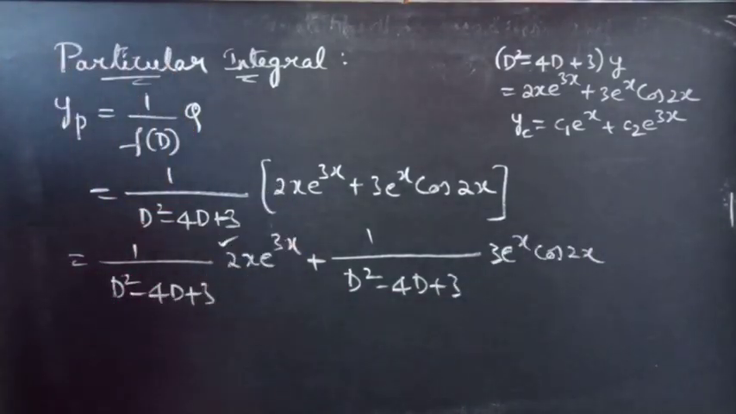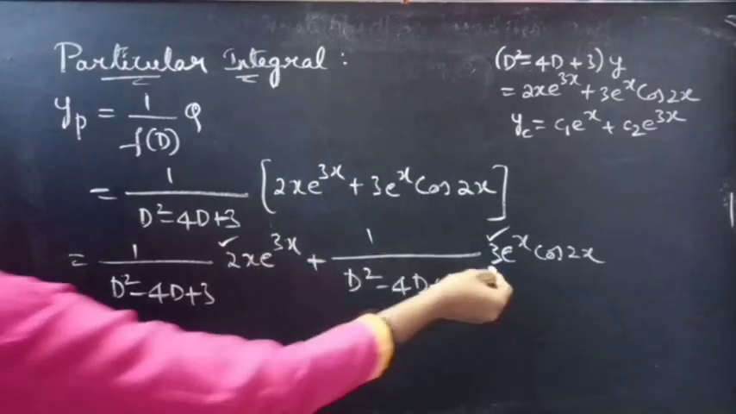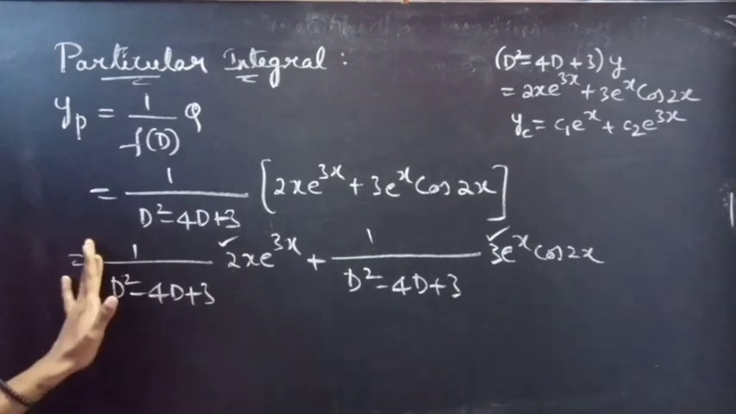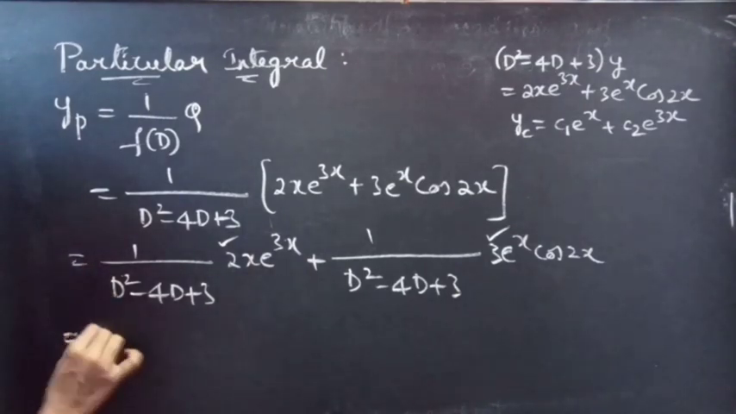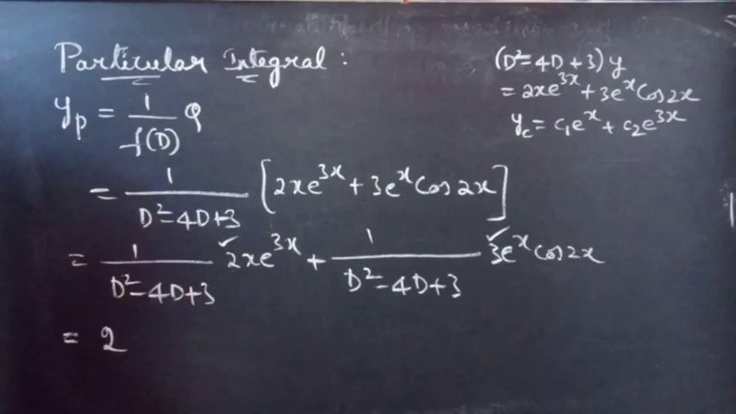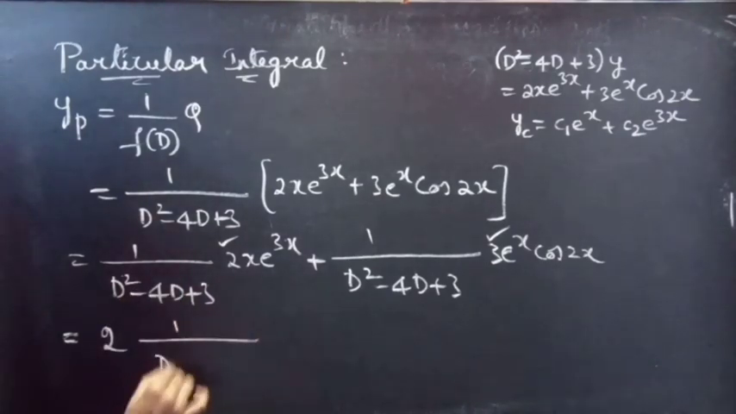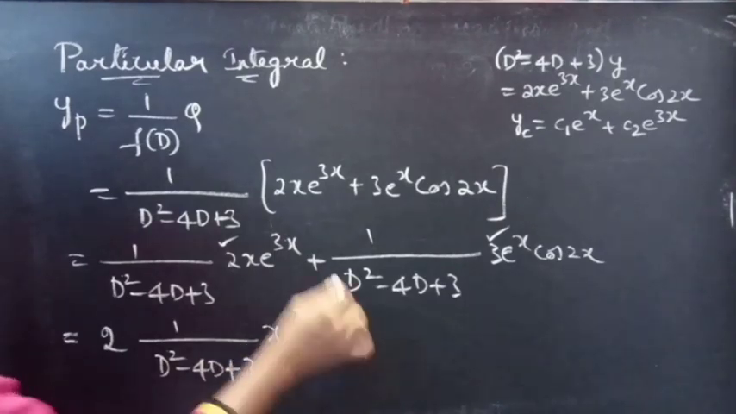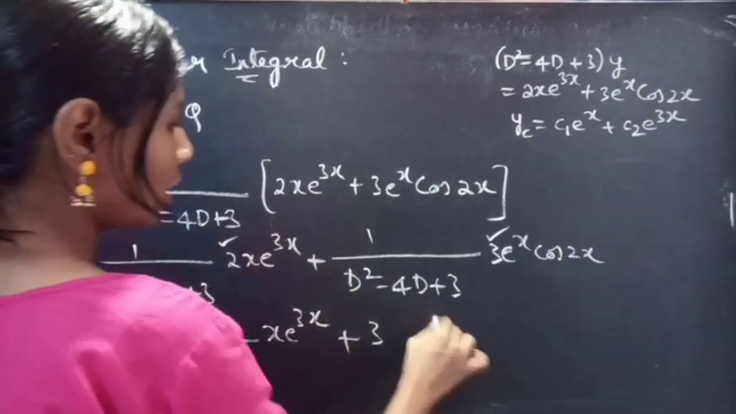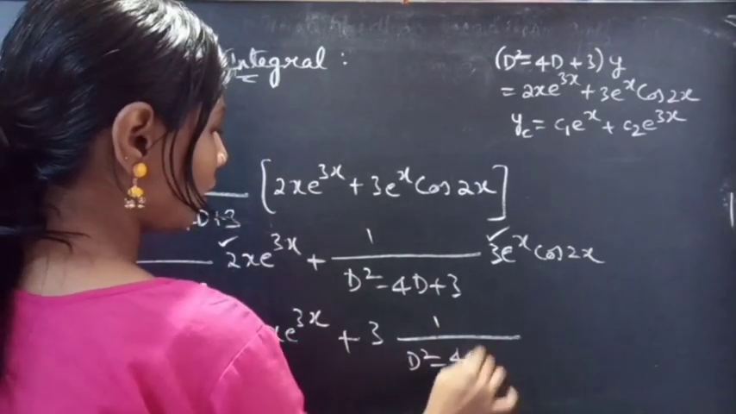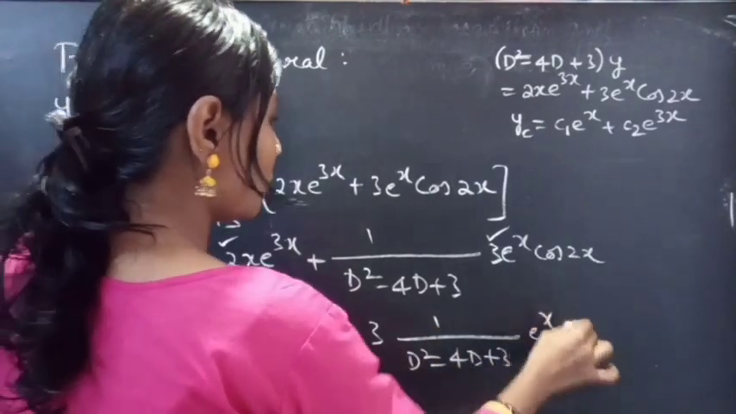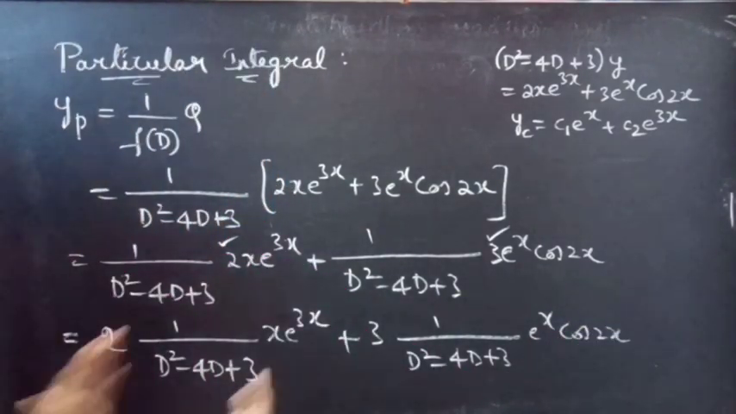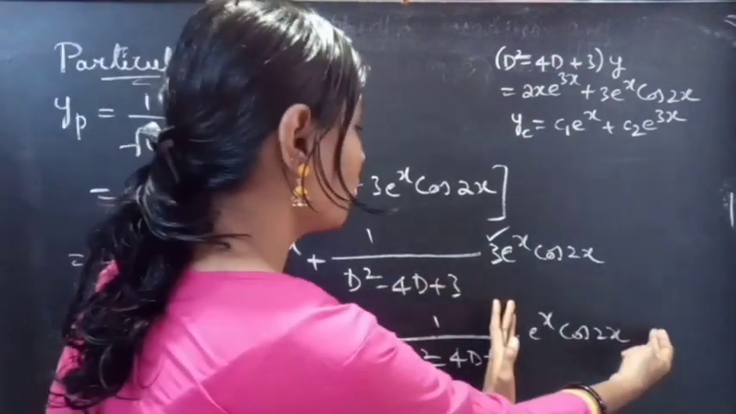Okay, let's write the constants 2 and 3 towards the left, beside 1/F(D). We get 2 into 1/F(D) into x e^(3x) plus 3 into 1/F(D) into the e^x cos 2x term. Okay, we'll just have only the terms involving x here.